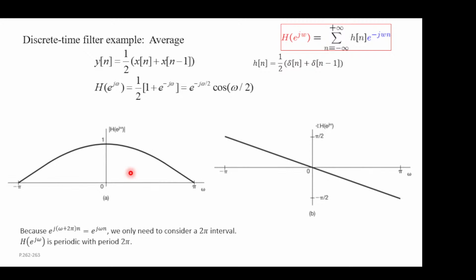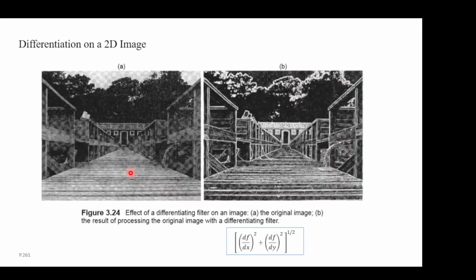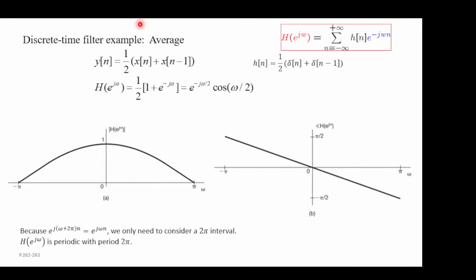Another example of a system is the reverse of the differentiation. It's taking an average. If you have a system that's just averaging over 2 steps, then you can do all the calculation, and you see that your big H will be equal to e to the minus j omega over 2 times cosine omega over 2.